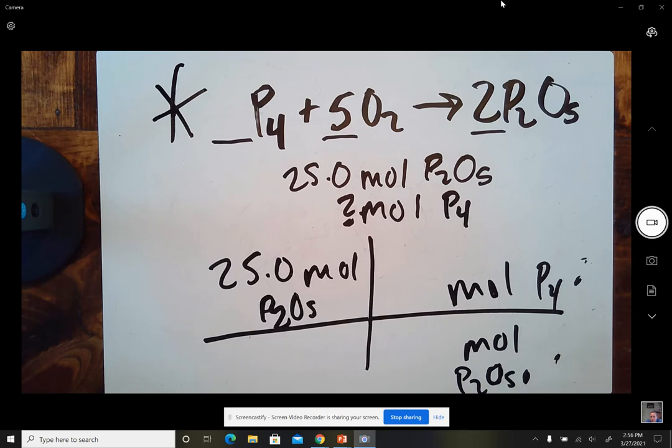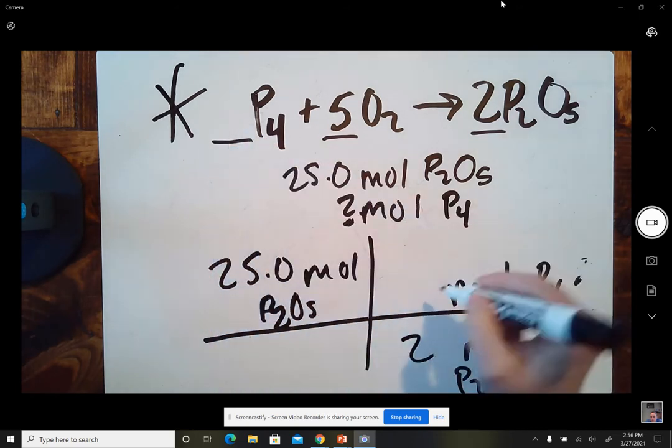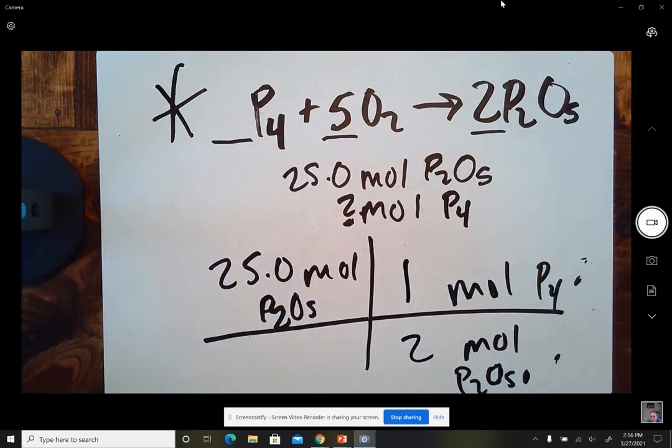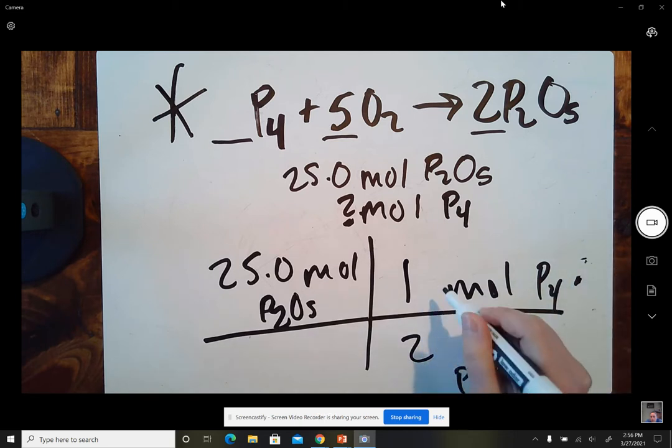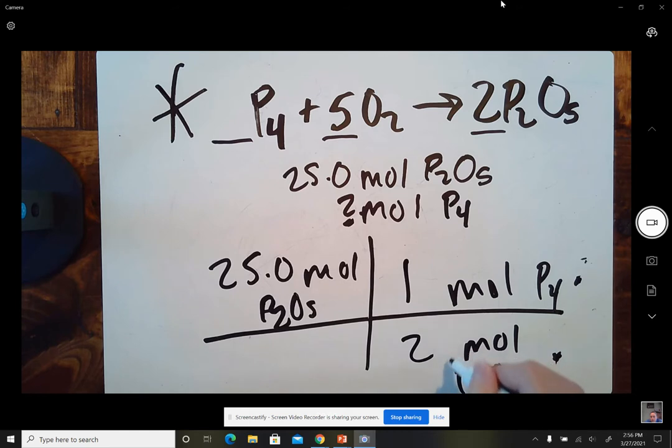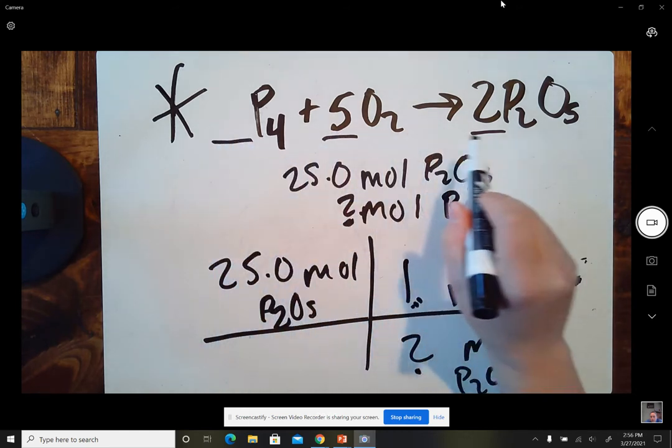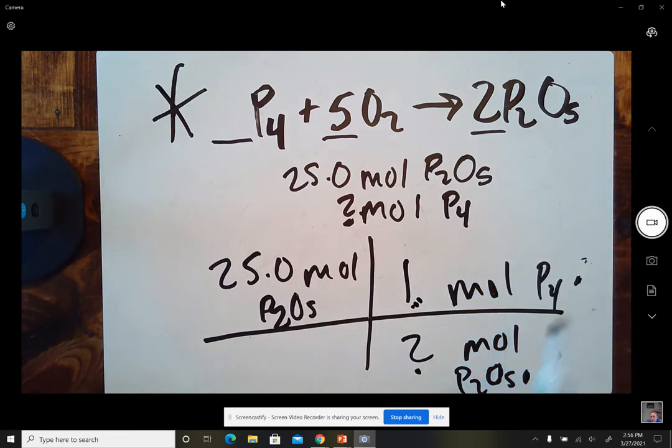What number is in front of P2O5? Well, I have a 2. What number do I have in front of P4? Nothing, so I assume it's a 1. And that's how I set up my problem. Please, please, please make sure that you label your bridge notation so you can see what compound you're going from, what compound you're going to. The numbers, don't always assume it's 1. These numbers come straight from your coefficients on your balanced chemical equation.